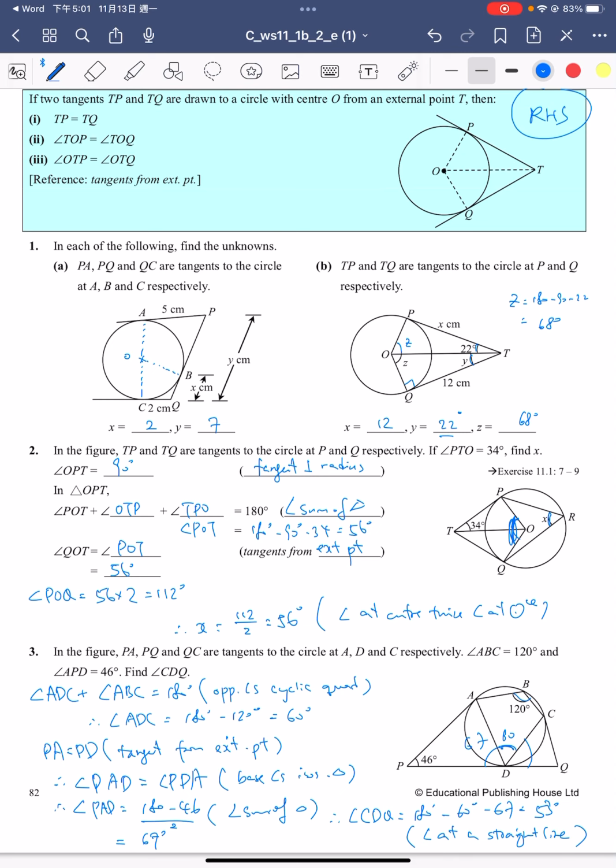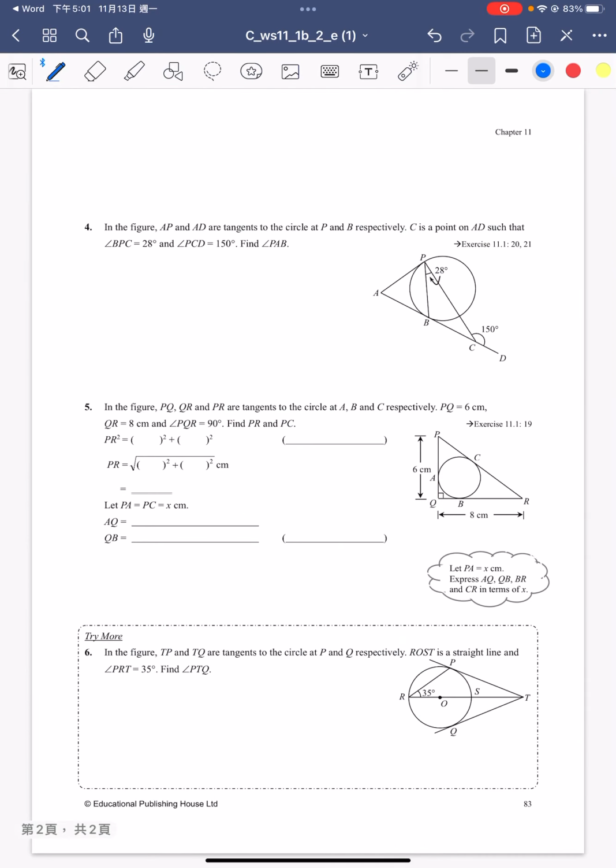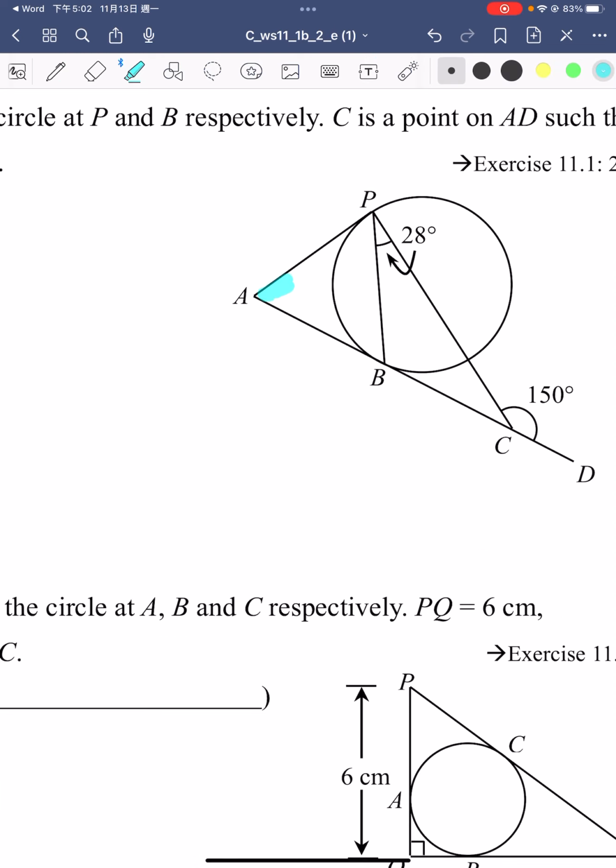Okay, so that's for question 3. So now we can try to do question 4. So in question 4, we have in the figure, AP and AD, they are the tangent lines to the circle. So A is our external point, and then we have C, a point on AD, here, such that BPC is equal to 28 degrees and PCD is equal to 150. So what we want to find is angle PAB. PAB is here.